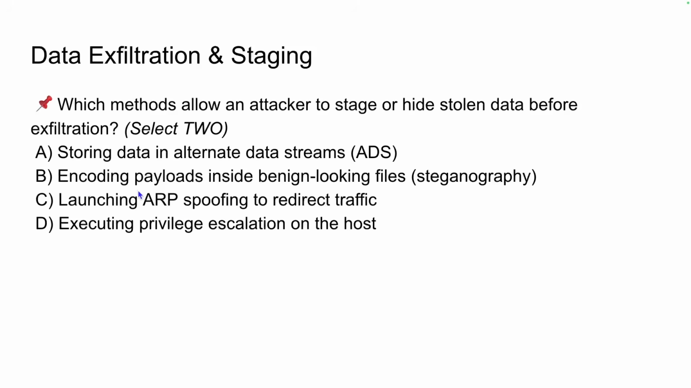This is not it. ARP spoofing is Address Resolution Protocol, which is when a MAC address is connected to an IP address. If you do ARP spoofing, you're changing the MAC address to seem like a non-malicious MAC address, so that you'll be able to enter the network or direct traffic to that MAC address, IP address. Executing privilege escalation on the host is also not it, because we're talking about staging or hiding stolen data. Privilege escalation comes before this stage. We're talking about acting on our objectives right now, which is stealing data.